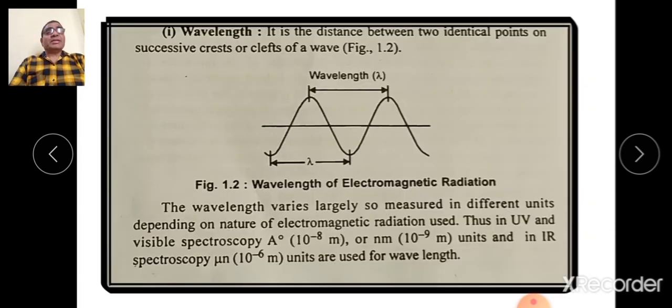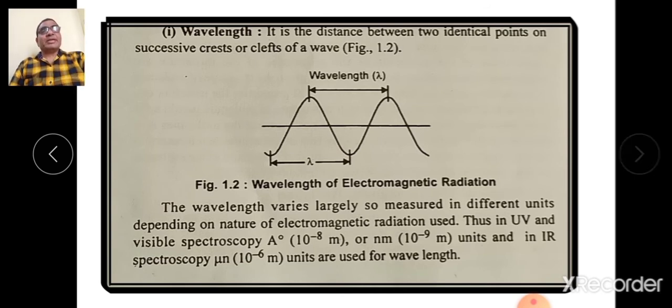The first one is wavelength, which is denoted by lambda. The wavelength is the distance between two identical points on successive crests. I am showing what a wavelength is. These are the two identical points on the crests. The wavelength varies largely, and therefore different units are used for measurement depending upon the radiation used.